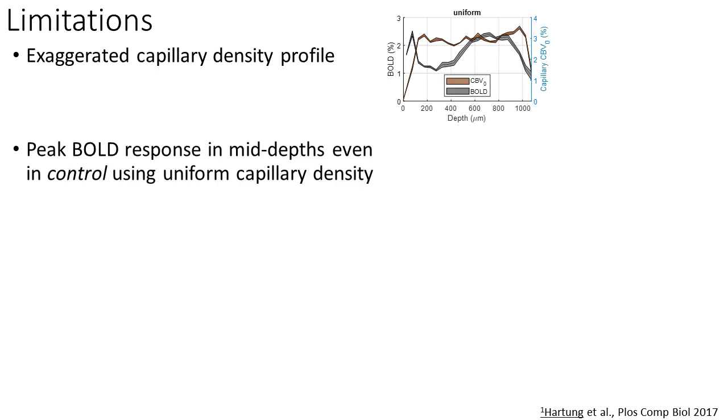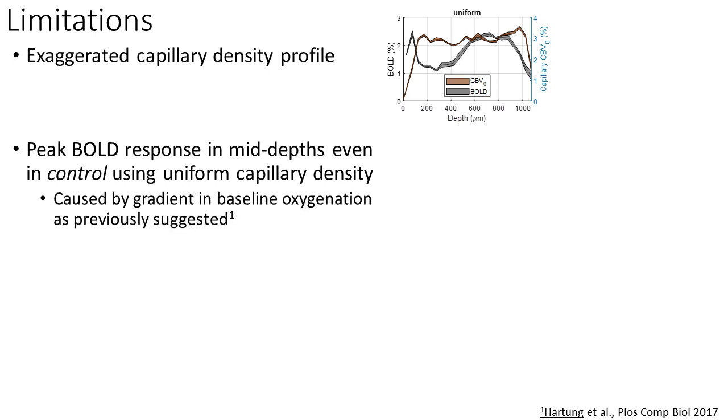We also noticed a peak BOLD response in the mid-depths, even in our control model using a uniform capillary density. We attribute this, however, to a gradient in baseline oxygenation across depth. As a sanity check, we verified this gradient exists across multiple types of boundary conditions aimed at eliminating tissue boundary effects, so this gradient is likely an effect of the vascular architecture that should persist in vivo, as previously suggested.